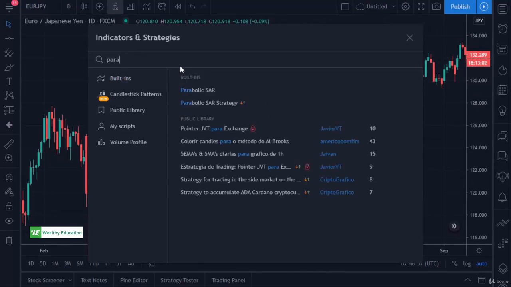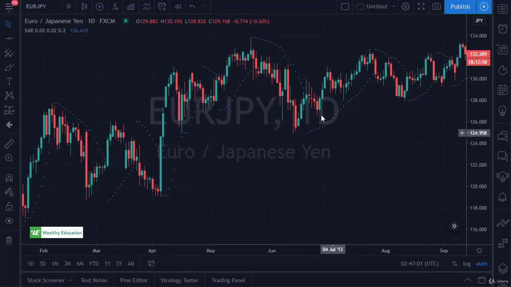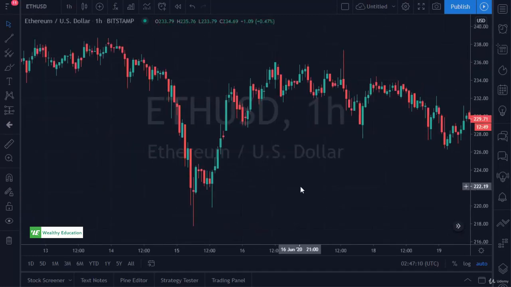Let's do the parabolic SAR, stop and reverse. And you can see that we had been negative until the candlestick that kicked off the trade. So pretty straightforward, nice indication of where we were going next.